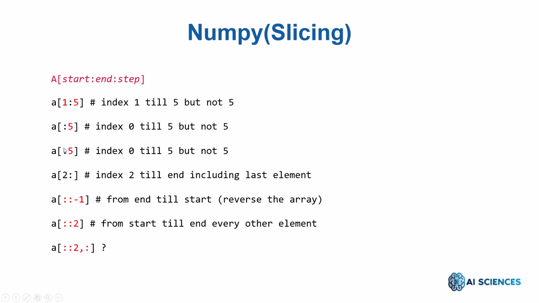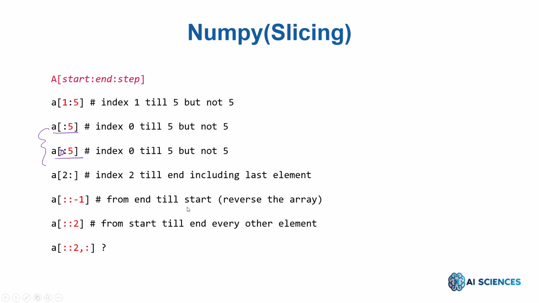Even if we write 0 here, the above statement and this statement are exactly the same. So we do not write 0, it is assumed by default to be 0. If we write 0 and start from 0, go till 5, these two are exactly the same things. Then start from index number 2 and go till the end, but include the last value. So these are the kind of slicings that we saw in lists and strings as well.